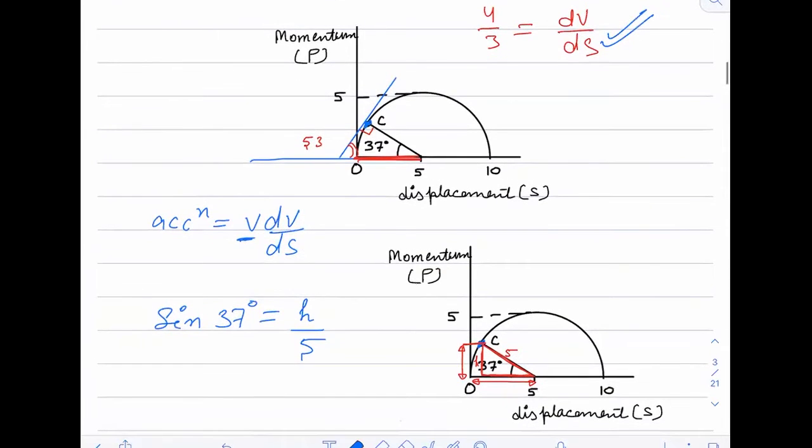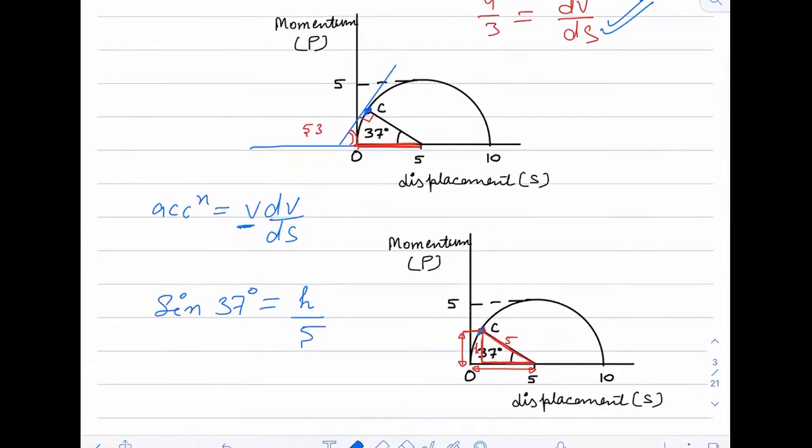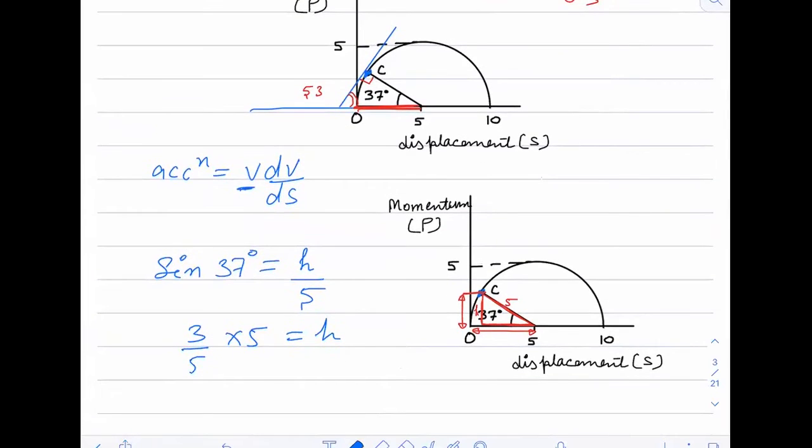Okay. So if it is h by 5, sine 37 is 3 by 5, into 5 is equal to h. Now you got this height h. So the h value is 3. Understood? This is height. Now this is the velocity value, because mass is constant. This is M into V. V is 1 and this is the velocity value. Now I can directly substitute this value here.